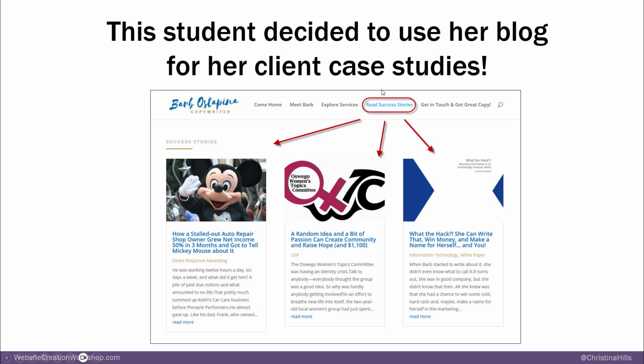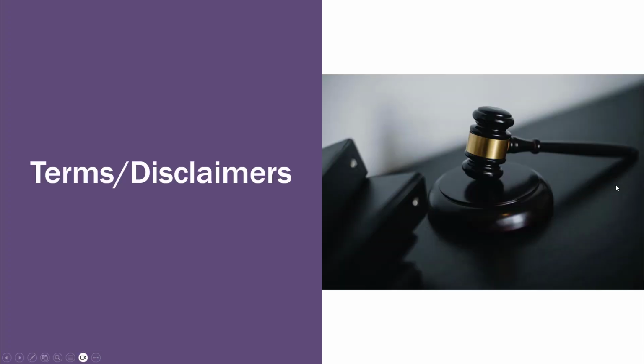So she doesn't even have the word blog up here. She just has read success stories. And notice how she doesn't have the date on there. So it becomes evergreen, meaning she doesn't have to feel the pressure of publishing all the time. She just, as she gets a new success story, she writes an article about it.